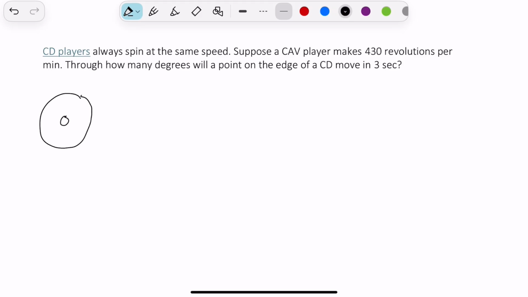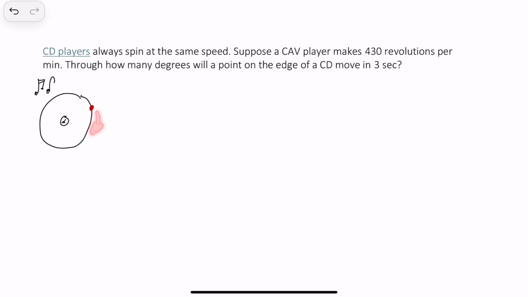The compact discs were basically like this. This was a hole in the middle, and you played music on them. So music came off of those. You put them in a disc player. So if there is a point here, how many times when it's rotating? So as it rotates, how many degrees is that in 3 seconds?